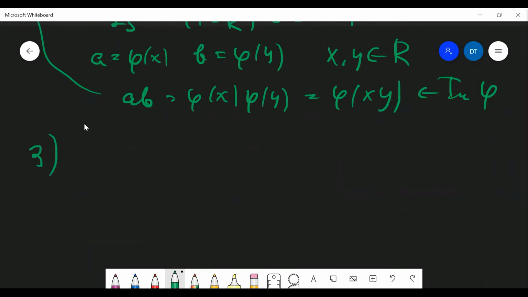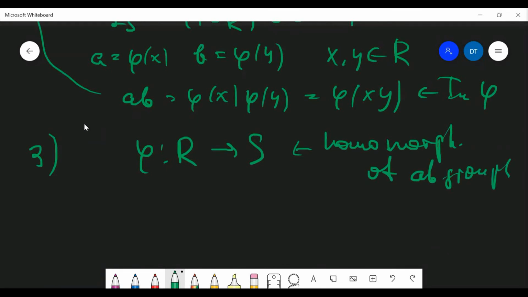And the third property, well, we want to prove that this map is injective if and only if the kernel consists of the zero element only. Well, since this map is a homomorphism of rings, this map is also a homomorphism of abelian groups, as I already mentioned. And the kernel of this homomorphism, when we consider it as a homomorphism of groups, is exactly the same as the kernel when we consider phi as a homomorphism of rings.